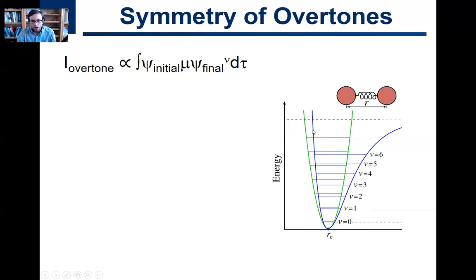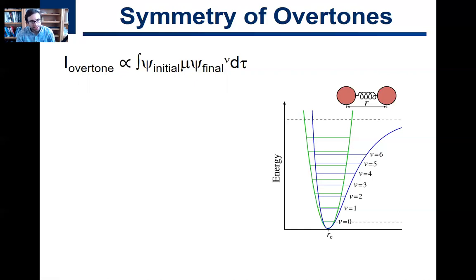And what is nu? Nu is that harmonic oscillator I drew earlier, where nu equals 0 is the ground vibrational state. There's no vibrations there. That's always a totally symmetric state. So psi initial is always totally symmetric. But the overtone mode could be nu equals 2. That would be like a double overtone. You can have nu equals 3, nu equals 4. Those can be symmetry allowed, but under most circumstances, those are just really rare events.